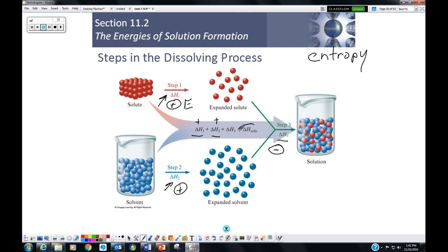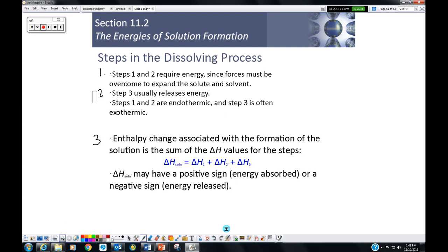Now, our delta H for the solution could be positive, could be negative. I got ahead of myself is all I did. So depending on how much energy is exiting here or how much energy is leaving, that can affect this overall answer, making this either a positive or negative. So if these two numbers are greater than this number, it's going to be a positive. If this number is greater than these two, it'll be a negative. All right, that's where I kind of messed up.